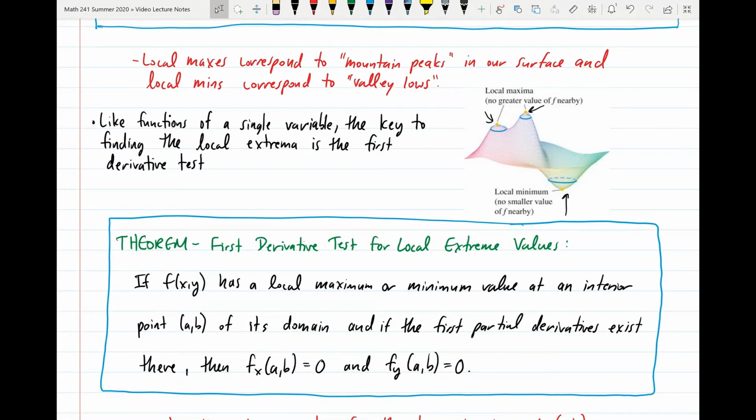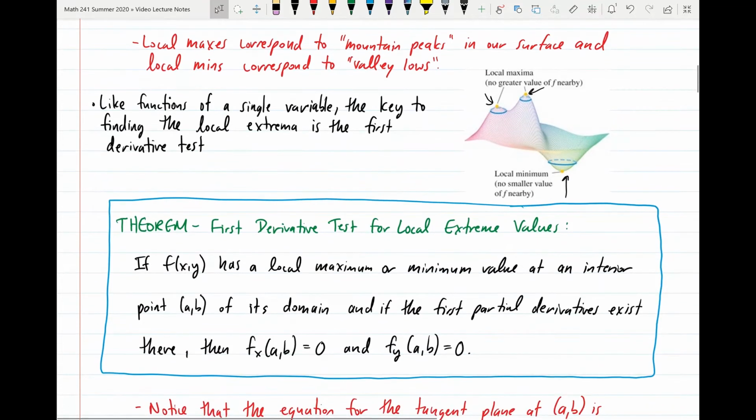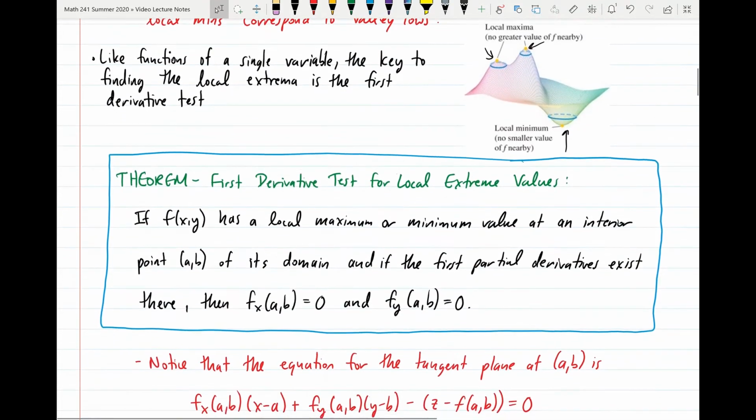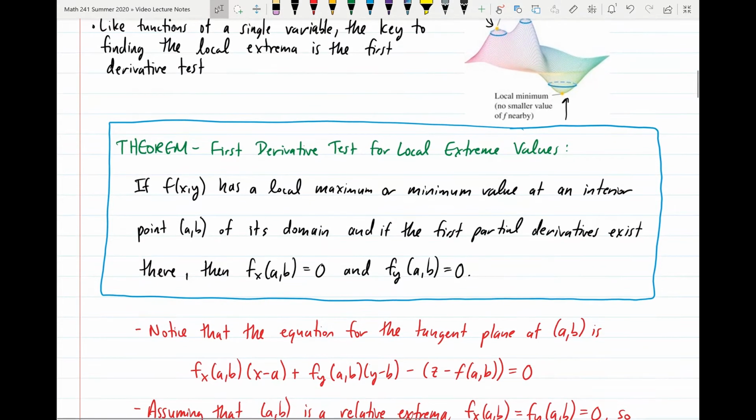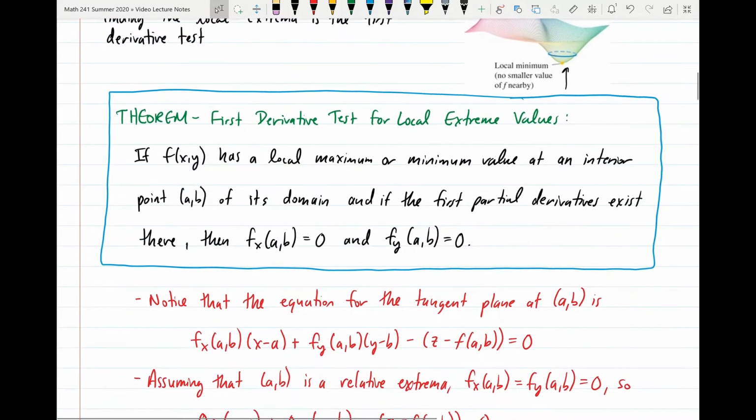And like functions of a single variable, the key to finding the local extrema is the first derivative test, where the first derivative test refers to what the partial derivatives are going to be when we plug in a point that is a local extrema. So let's get on to that theorem here.